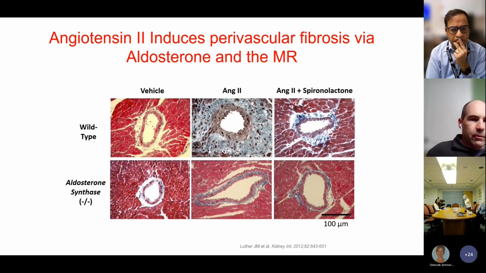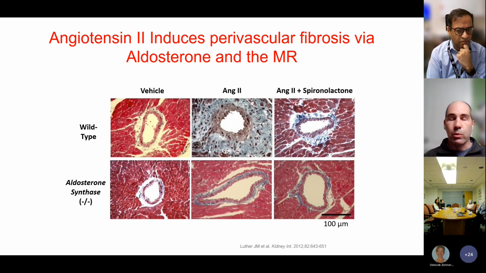And in the mice that are unable to make aldosterone, so the aldosterone synthase deficient mice, that alone will block most of the angiotensin II-induced injury, the perivascular inflammation. And surprisingly, I thought this was a nice trial design, we gave spironolactone in addition to aldosterone synthase deficiency.